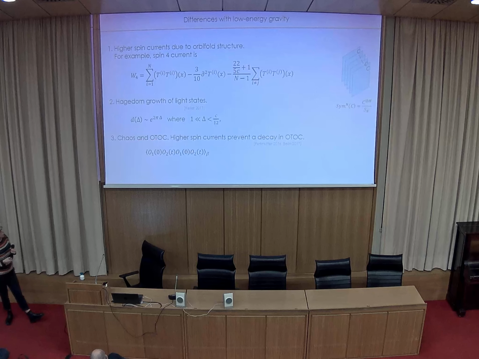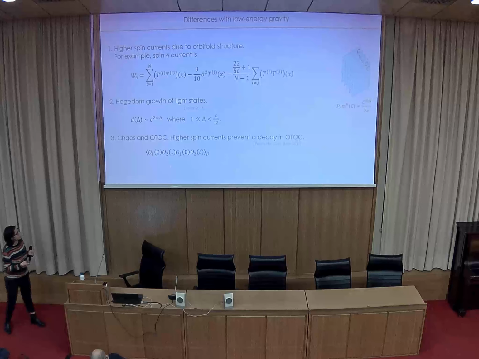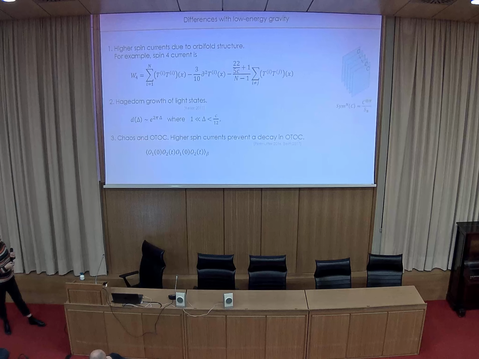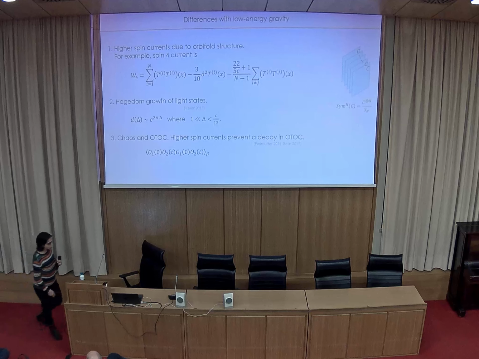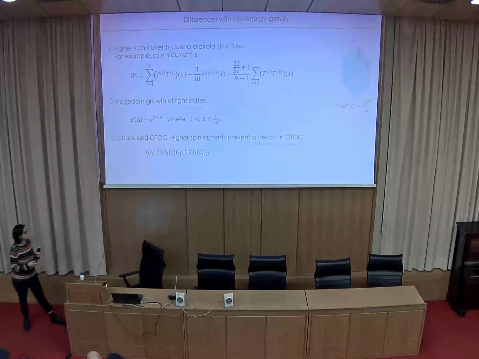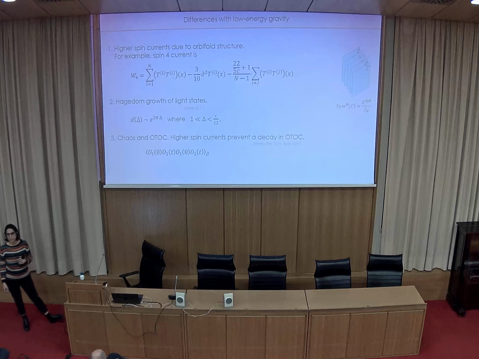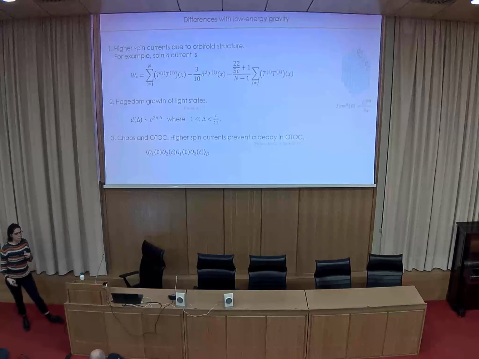And then there's a third reason, but it's actually related to the first one, so I'm cheating a little bit. These higher spin currents spoil chaos and the out-of-time order correlator. So this type of correlator will not decay in time, which is a fancier kind of criterion that you would put on your low energy theory of gravity, but it's basically a consequence of the first one.